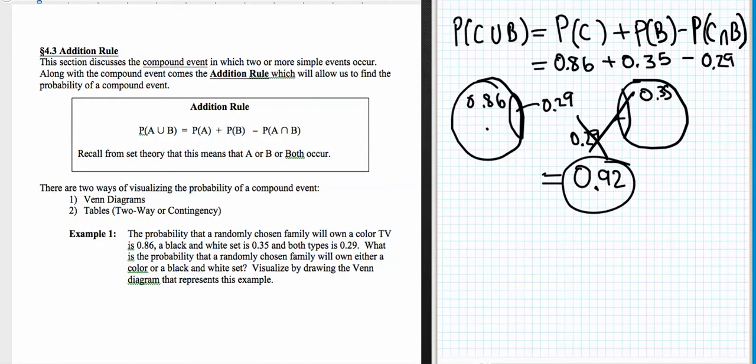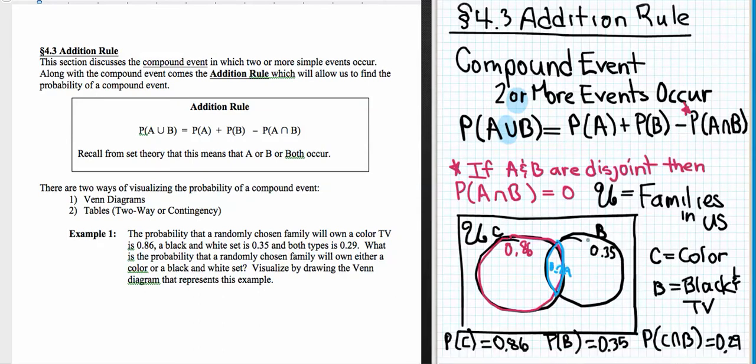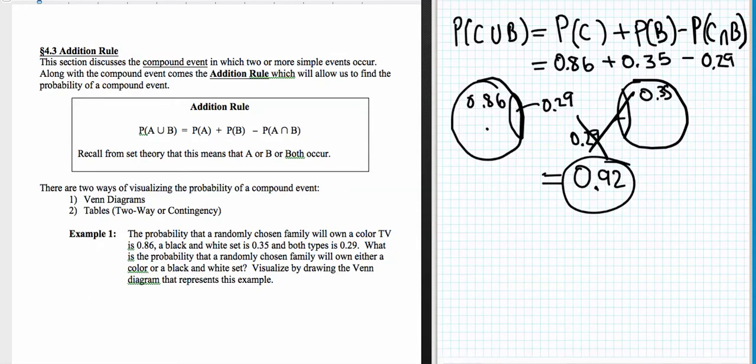Well, if you remember right, when we defined our universe, we said all the families in the United States. Well, because there may be families that don't own TVs, that means that these circles, black and white or color TVs, only represent 92% of the families. In other words, there's 8% of families out here that don't own either a black and white or a color television set. Shocking, I know.